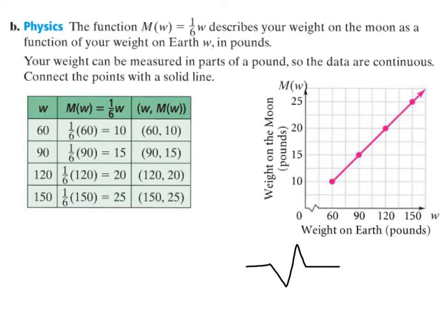Your weight can be measured in parts of a pound. You don't have to be exactly 60 pounds. You can be 60 and a half, 61 pounds. That's why the data is continuous. Therefore, we connect the points with a solid line.